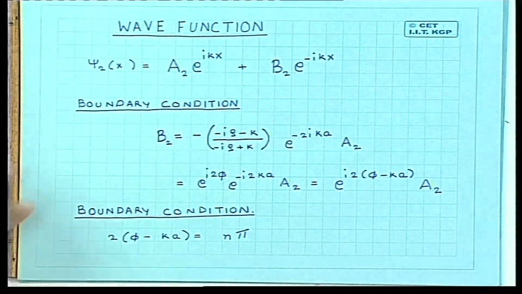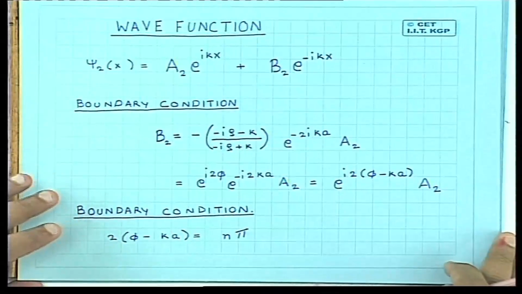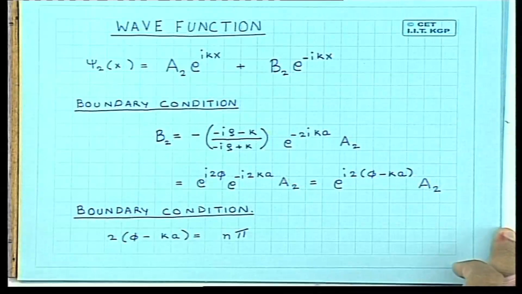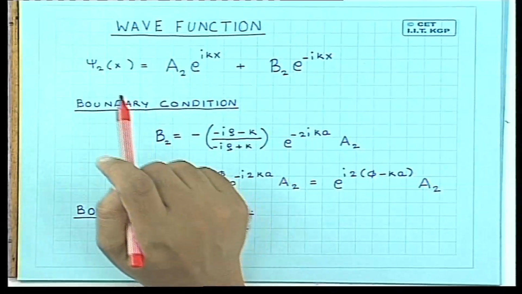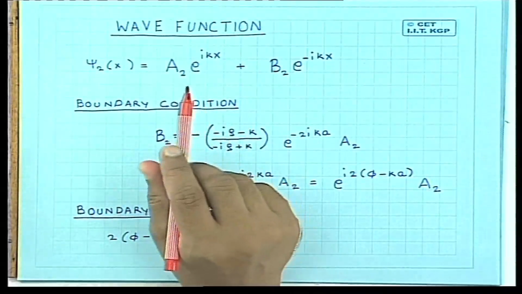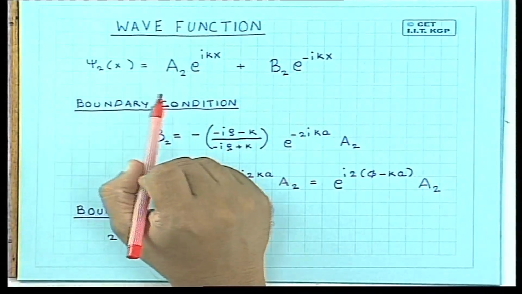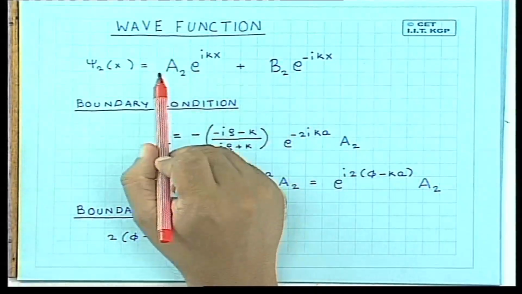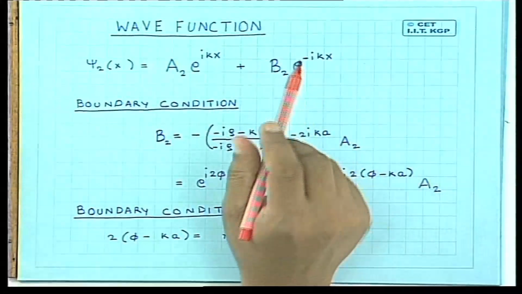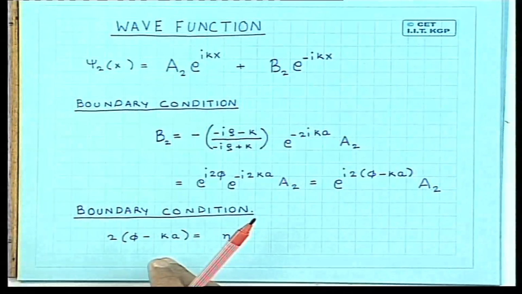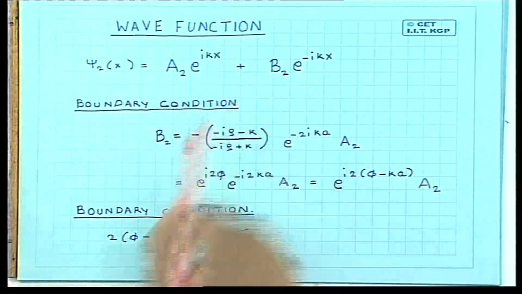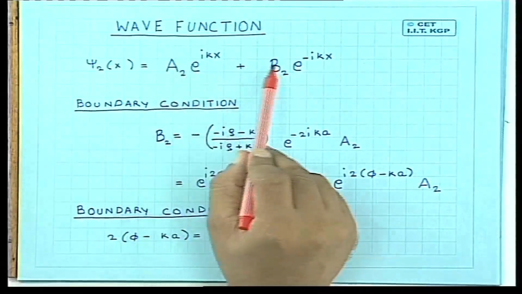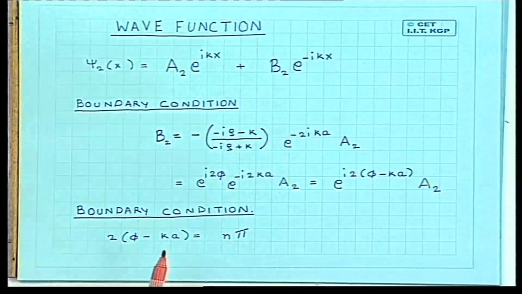So this basically tells us all that there is to know about the allowed energy levels. Now let us look at the wave function corresponding to these different energy levels. The wave function in region 2, which is in the bottom of the well, is a superposition of two plane waves, e to the power ikx and e to the power minus ikx. Now these two plane waves have two different coefficients, A2 and B2, and we still have to find what these two coefficients are.